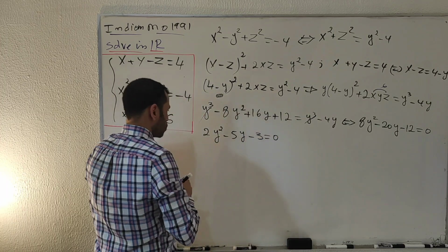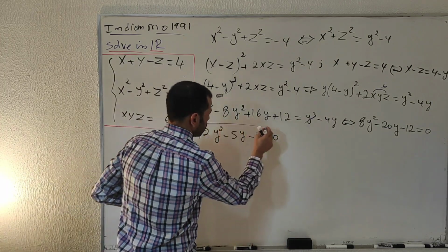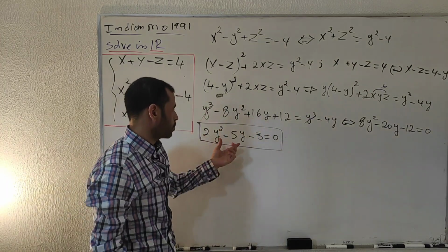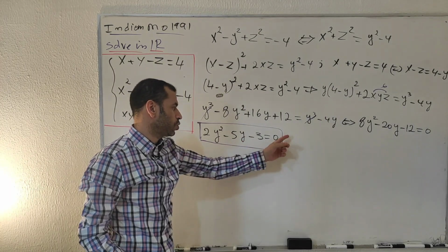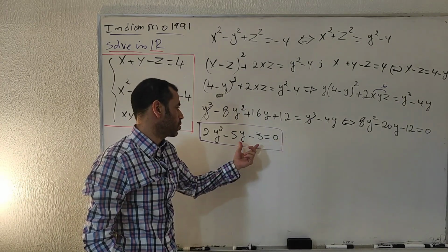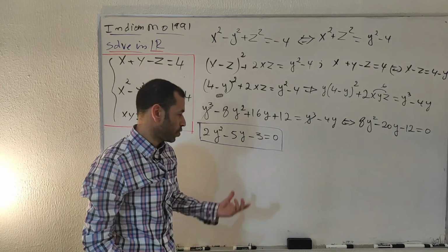So I have ended with this nice equation. Now it's very simple to solve this equation. I'm going to use the discriminant, delta, in order to find the roots of this equation.